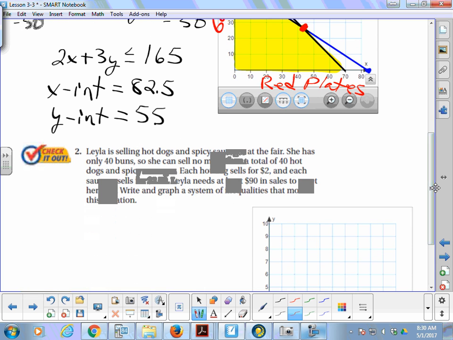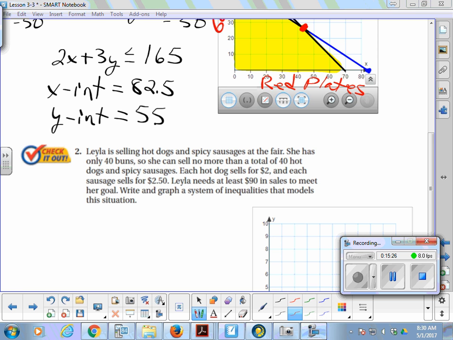All right, so with this one, I want you to try to write these inequalities first.